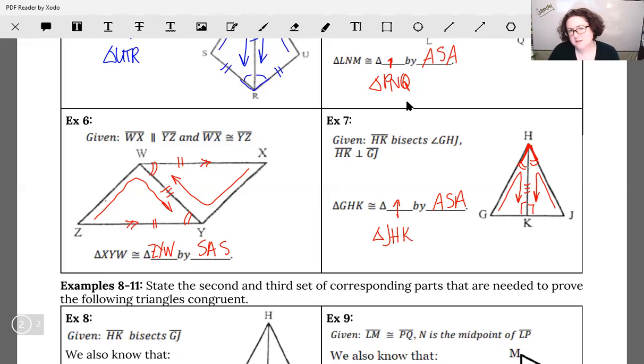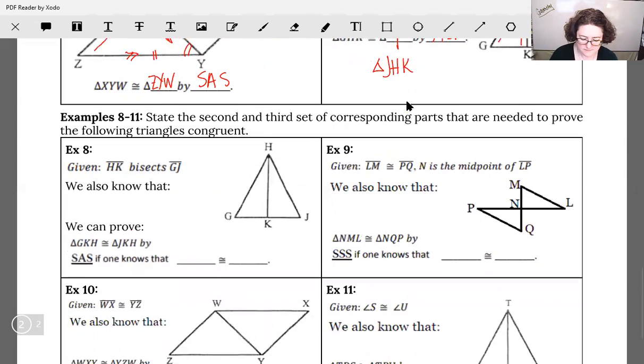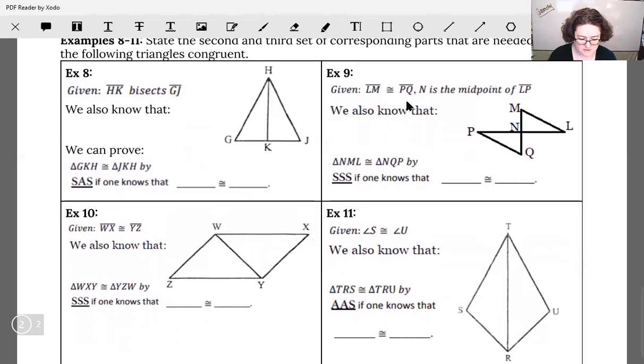Okay, a few more. It's still the same thing. We're given a diagram, we're given some info. We need to mark what we can figure out. Here we go. So, number 8.